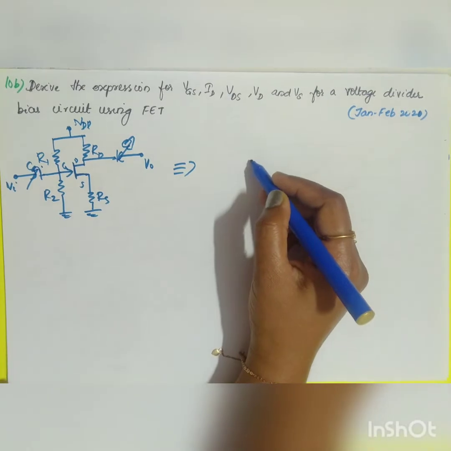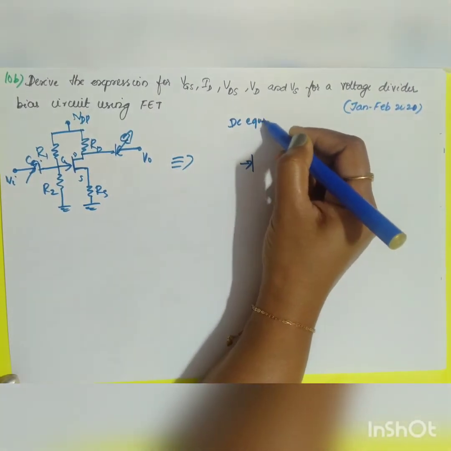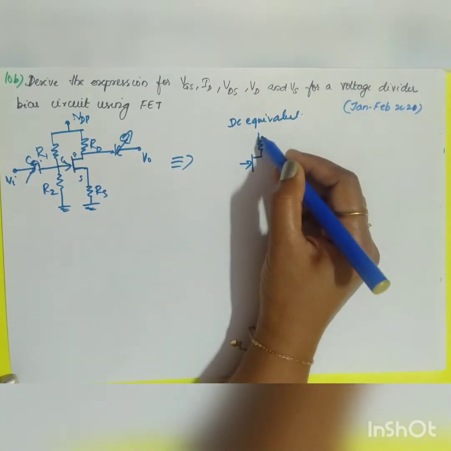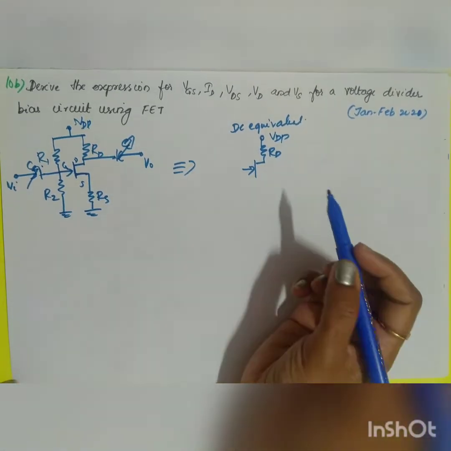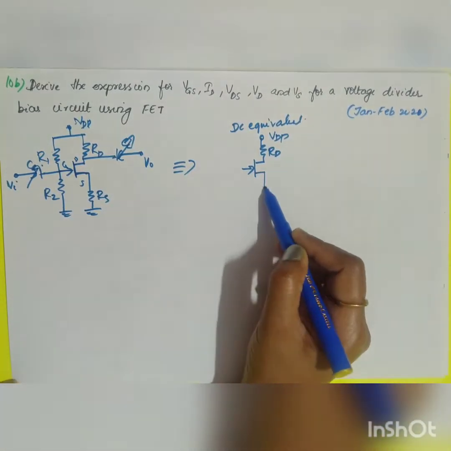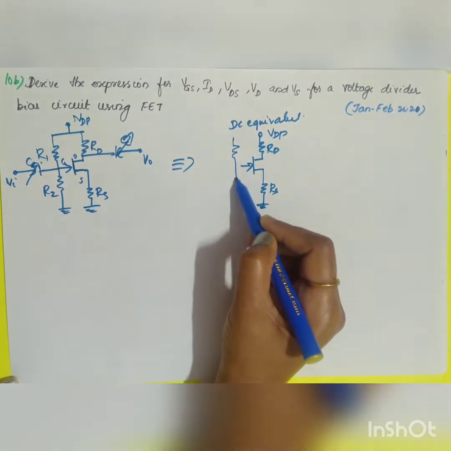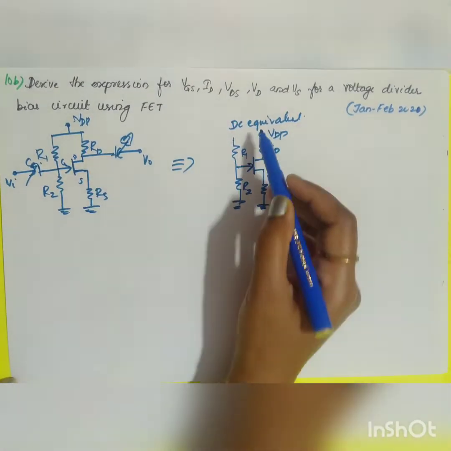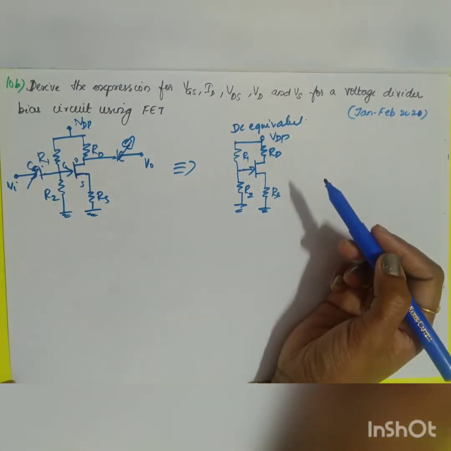If we want to draw the DC equivalent analysis, you will be including only your DC supply. So the DC equivalent circuit of the same diagram will be VDD, and you will be having your RD, and your source resistance RS, which is grounded. Across the input you will be having your voltage divider circuit R1 and R2. So this will be your DC equivalent circuit.